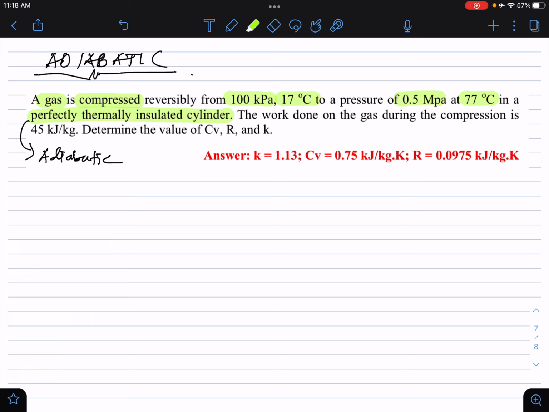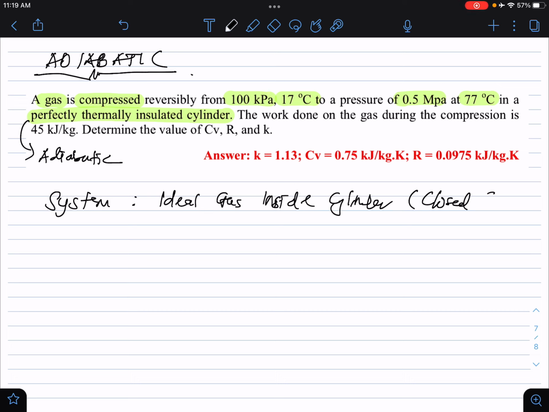Okay, determine the value of CV, R, and also K. We have already highlighted the important parts here. Then we need to identify the problem. First, identify the system. We do the procedure as usual. The system basically is an ideal gas, right? So this is inside the cylinder, so that we can treat this as a closed system.